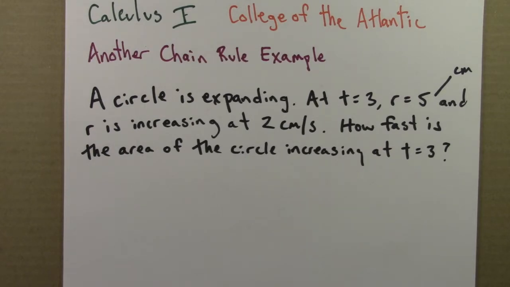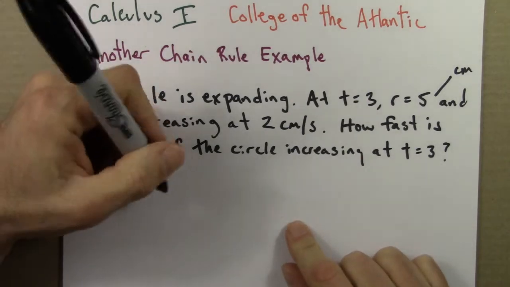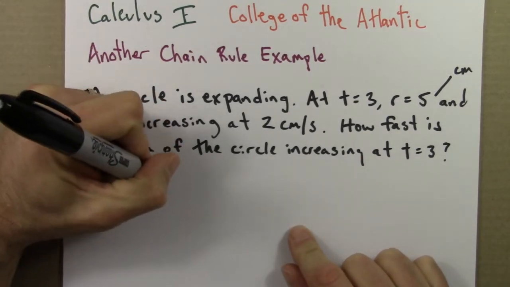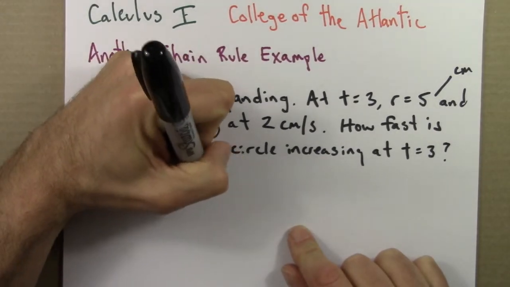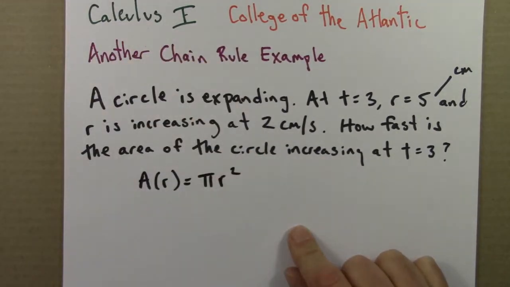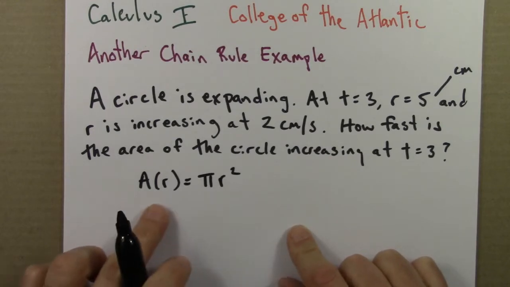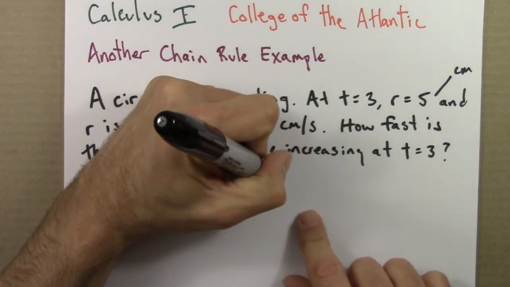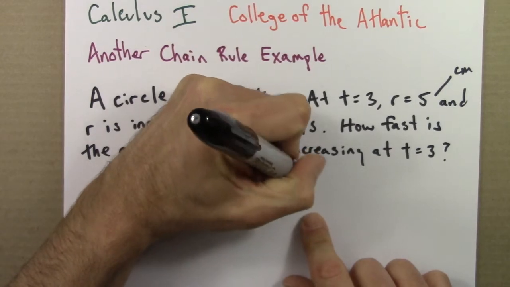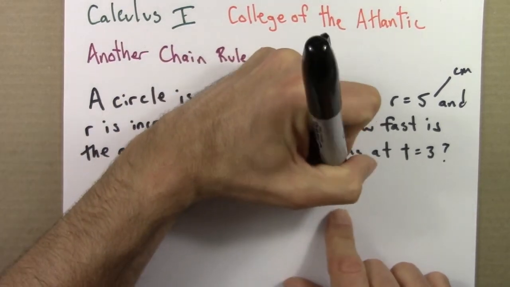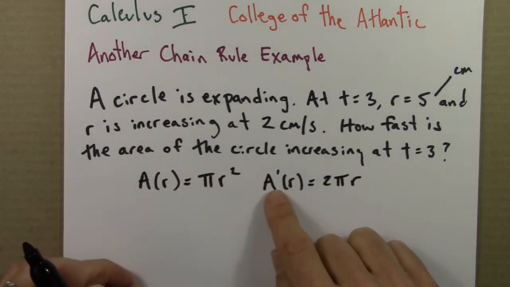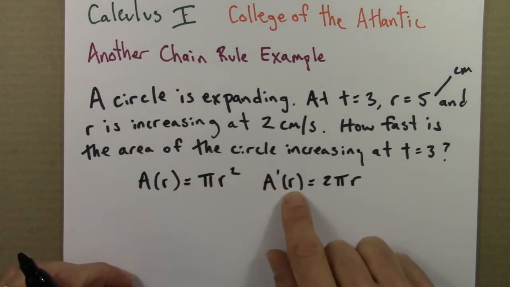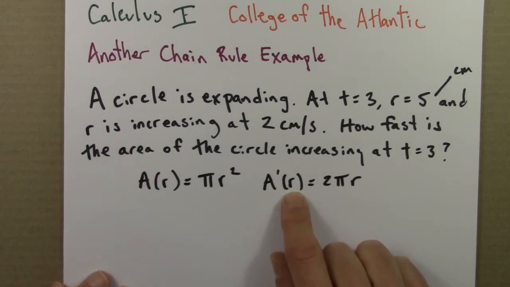So let's start by just reminding ourselves the formula for area of a circle. A is a function of r. Well, that's pi r squared. Area is pi r squared. So we can find the derivative of that, A prime of r, and that's just 2 pi r. So that says how much extra area you get if the radius r increases by 1, how fast it changes with respect to r.